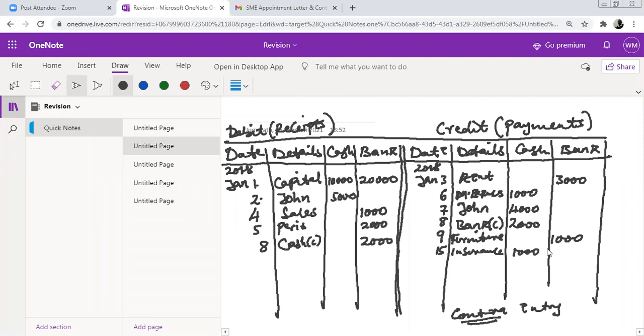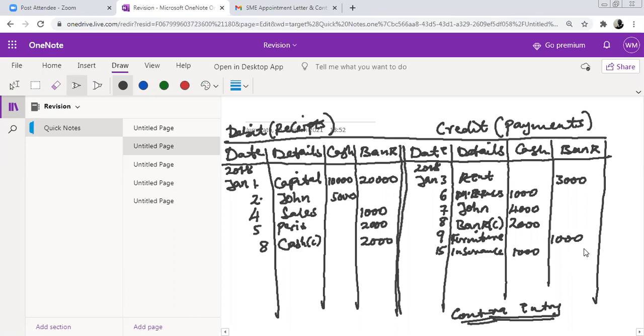Whenever you find that term business use, or sometimes they normally use the word office use, that is money that is taken from the bank to cash. We don't record them as business use. It is also a contra entry because money is taken from the bank to the business cash for use. So it is a contra entry because the business is not losing any money.